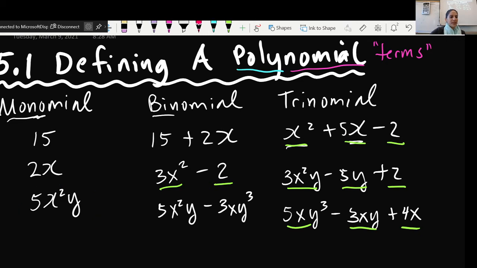Yeah. So I'm going to label this, that's the coefficient. Coefficient is the number that comes before the variable. And what is the variable? What are the variables in this term that we're looking at? X and Y, so that and that are both variables.